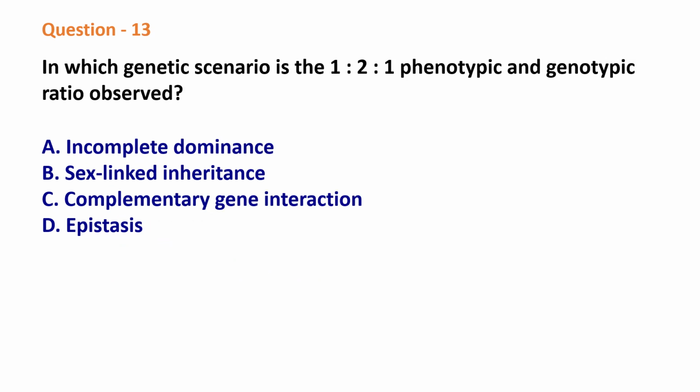Question 13. In which genetic scenario is the 1:2:1 phenotypic and genotypic ratio observed? Options: incomplete dominance, sex-linked inheritance, complementary gene interaction, epistasis. The correct answer is incomplete dominance.